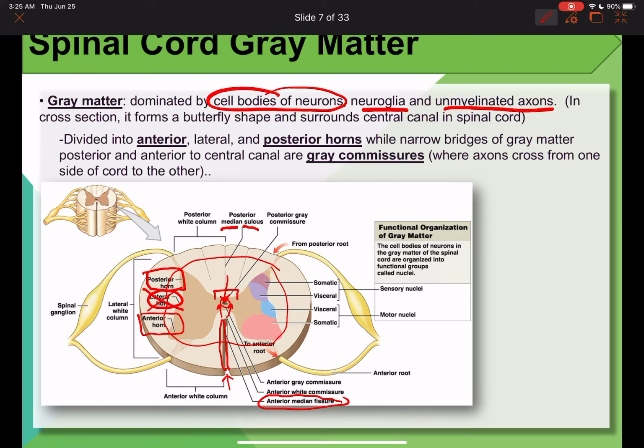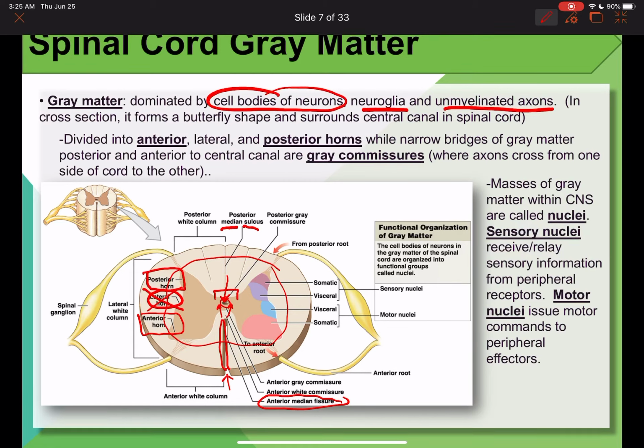Okay? All right, and within these gray matter horns, here are more parts that you have to know. There are specific areas called nuclei, just like the brain. You have the sensory nuclei, which is this region right here. Sensory nuclei are for relaying sensory information from the peripheral receptor toward the central nervous system, such as the spinal cord.